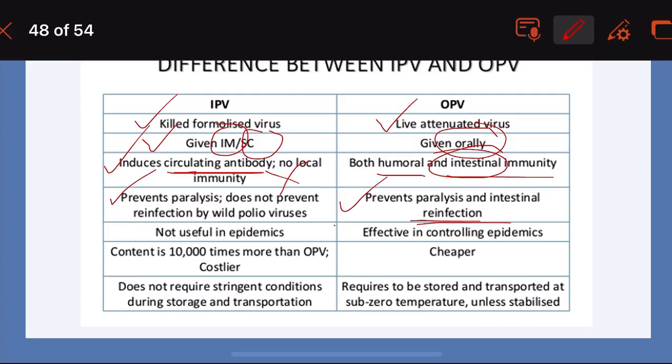OPV is effective in controlling even epidemics, whereas IPV is not useful in epidemics. OPV is quite cheap, whereas IPV, with an antigen content 10,000 times more than OPV, is comparatively very costly. OPV is required to be stored and transported at sub-zero temperature, so the cold chain has to be maintained unless it is stabilized. Whereas IPV does not require any stringent conditions during storage and transportation.